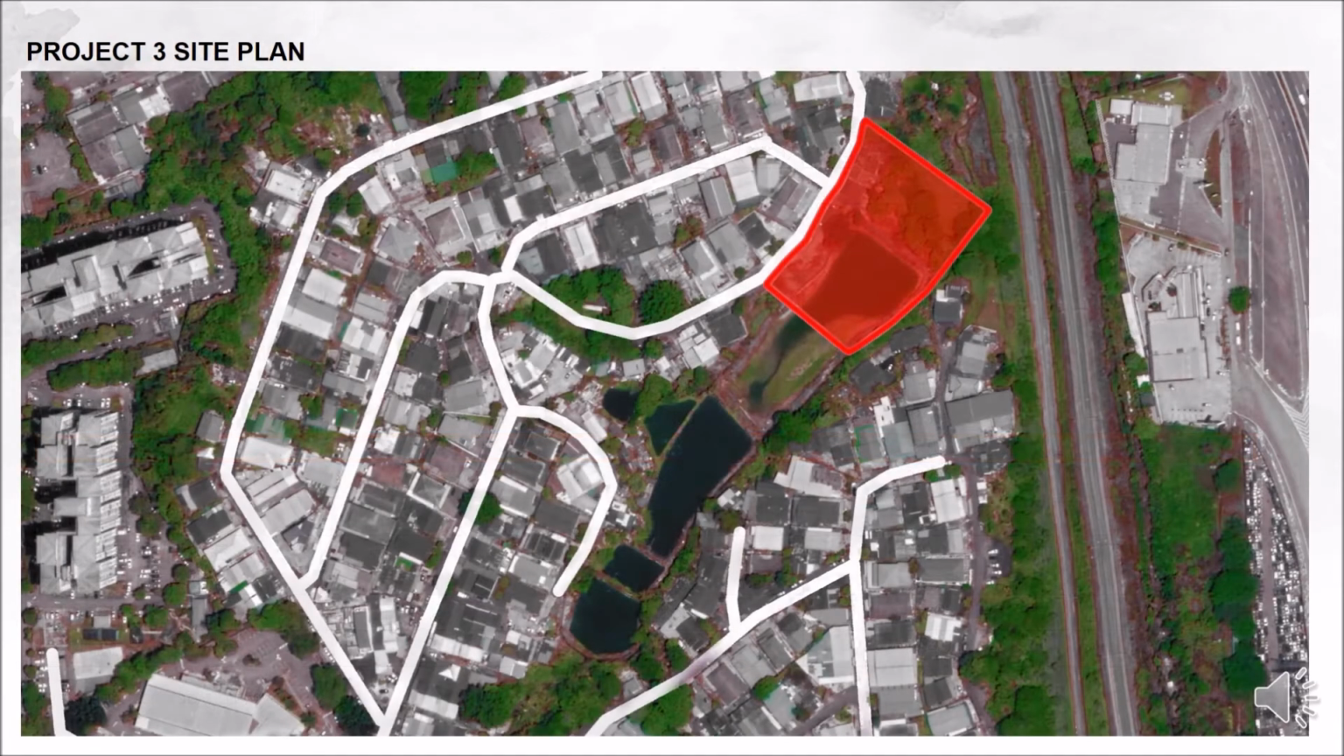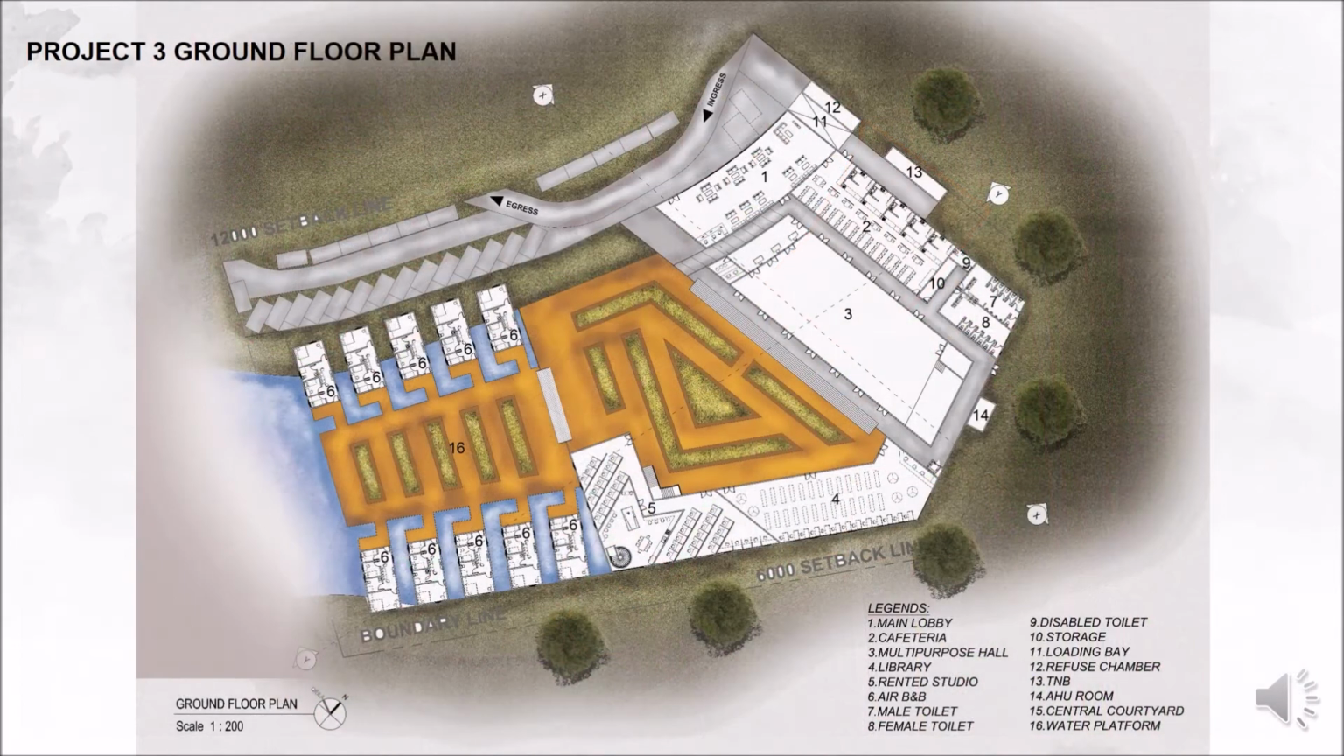For the site plan, the building, as mentioned previously, is surrounded by residential buildings and a lake. Next, the ground floor plan. As you can see, the site can only be accessed once you pass through the main lobby. The site includes a cafeteria, a multipurpose hall, a library, a rented studio, and Airbnb that is located near the lake area.